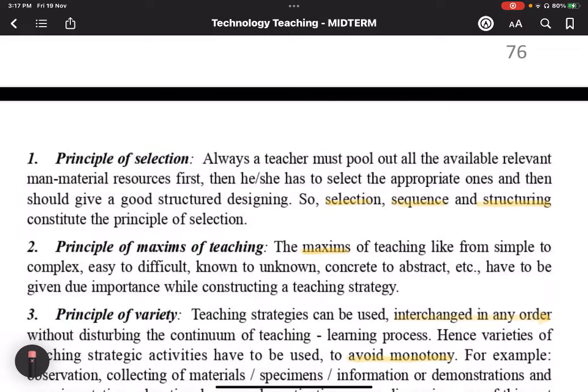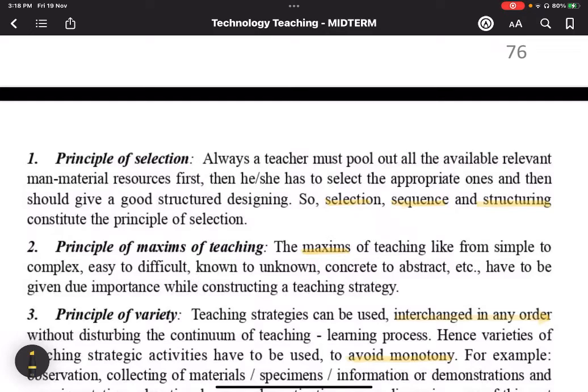Next, we have the principle of maxims of teaching. The maxims of teaching like from simple, complex, easy to difficult, known to unknown, concrete to abstract. Ano yung logic ng teacher in teaching? So may mga teacher na agad mahirap, no, yung kanyang ituturo. Mas madali sa kanya magturo ng gano'n, ng mahirap. Pag madali, okay, medyo hindi siya interesado. No? So, ano yung maxim mo?